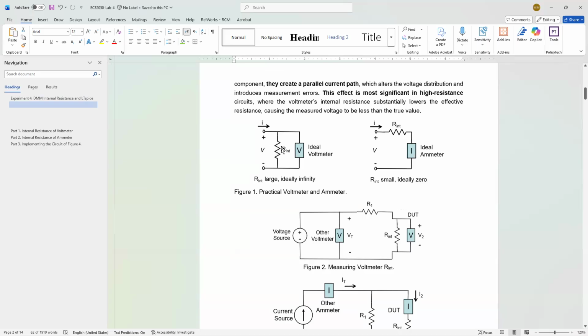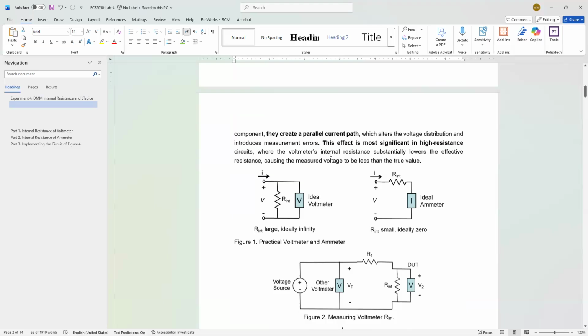For sure, we want this internal resistance to be very high. Infinity is the best case, but that's not practical anyway. Same thing here for the ammeter. We can model any ammeter as a series resistance and an ideal ammeter. Everything here is a practical ammeter. So that means, for sure, we wish this resistance can be zero, a short circuit.